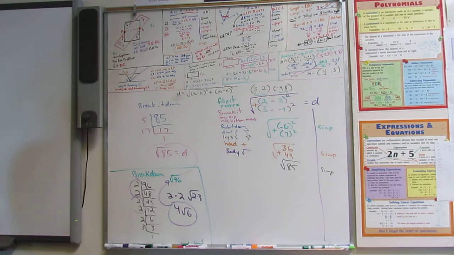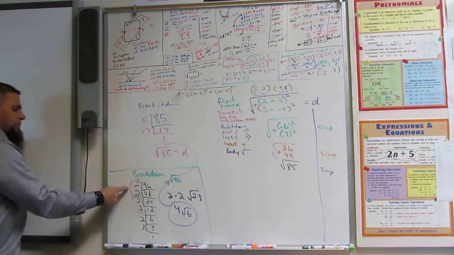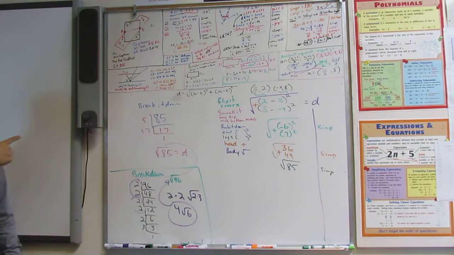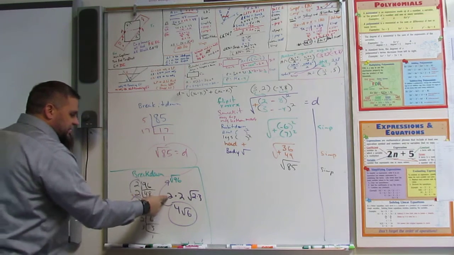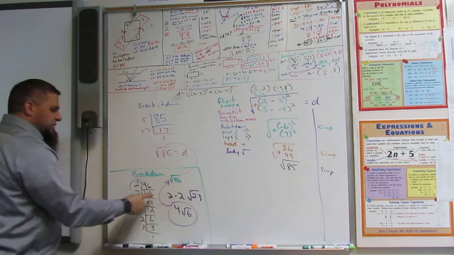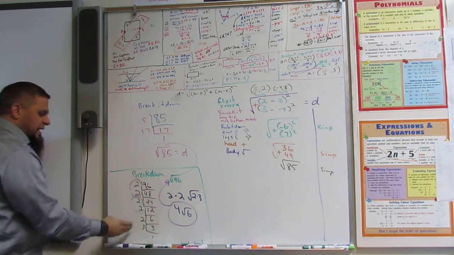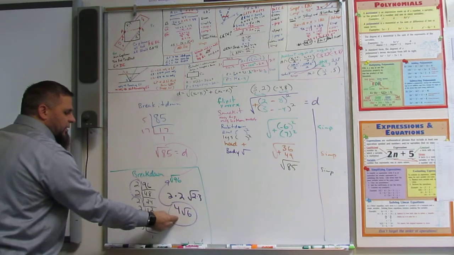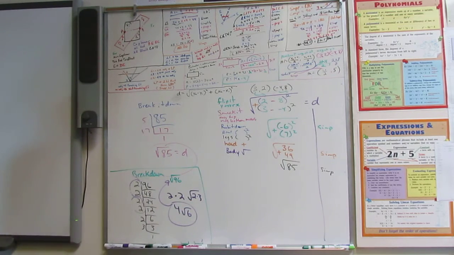And what we did is we looked for our pairs. We circle the pairs. For every 2 inside the radical, we get to take 1 outside the radical. That's what this is showing. 1, 2 outside, another 2 outside. But these stay inside, and so we're left with 4 square roots of 6.